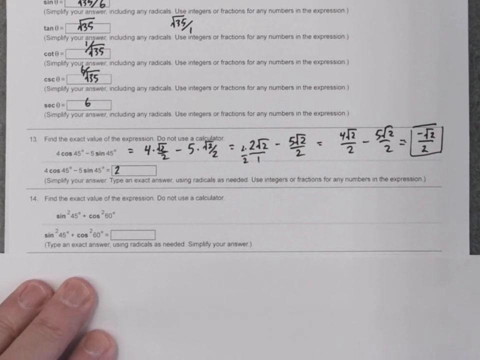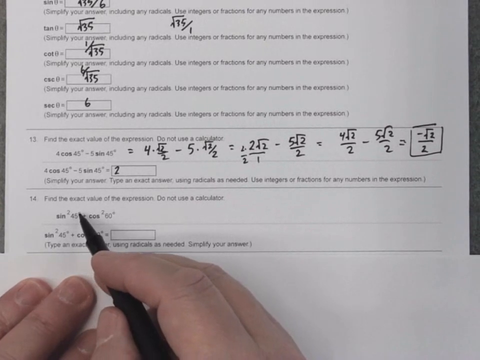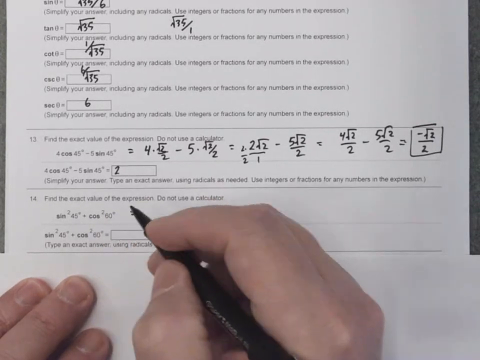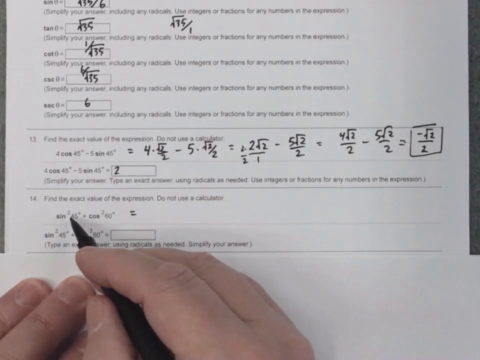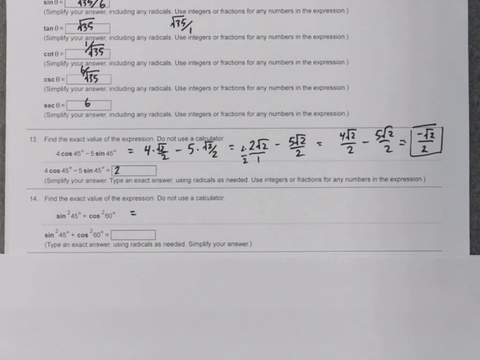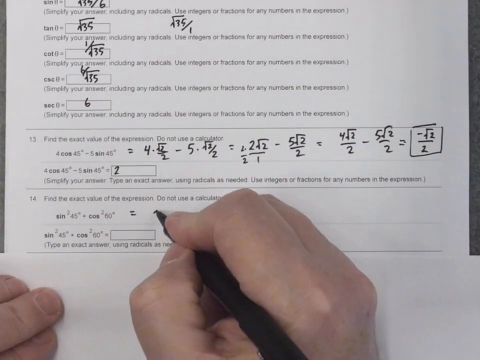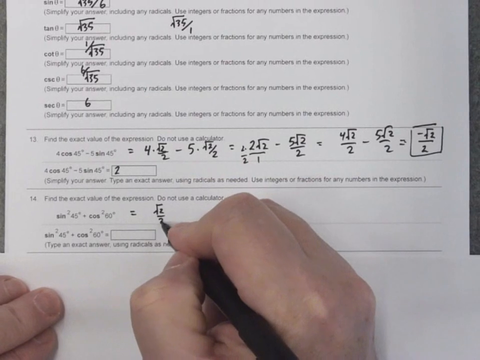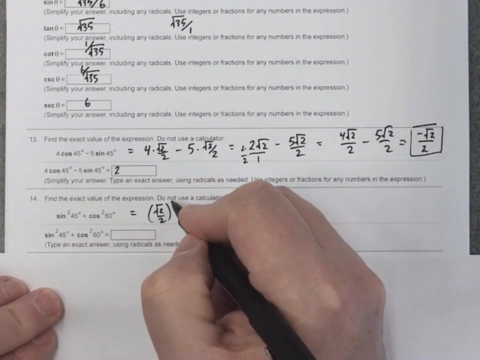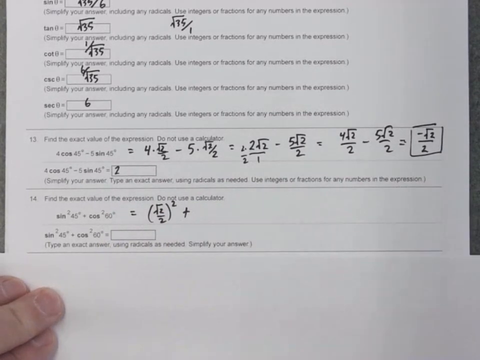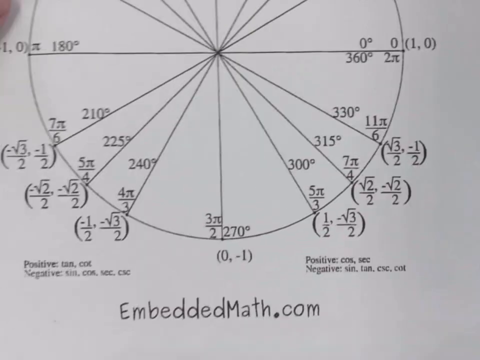Here's this expression. Sine squared of 45 degrees plus cosine squared of 60 degrees. These are special angles. Sine squared of 45 degrees means you go get the sine of 45 degrees and you square that number. The sine of 45 degrees is square root of 2 over 2. So square root of 2 over 2, since it's squared, plus cosine squared of 60 degrees.